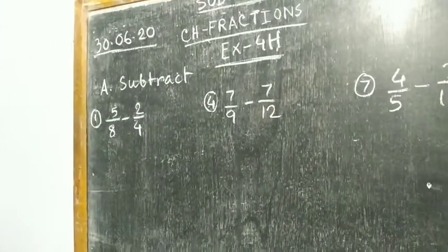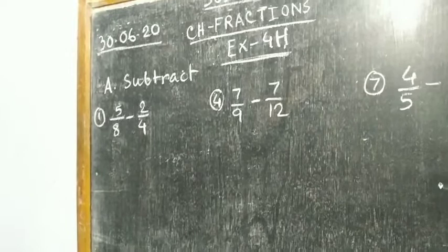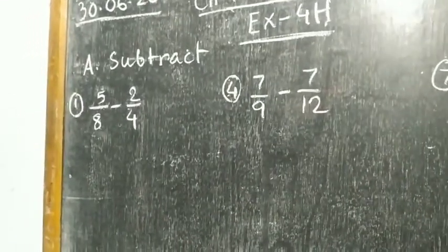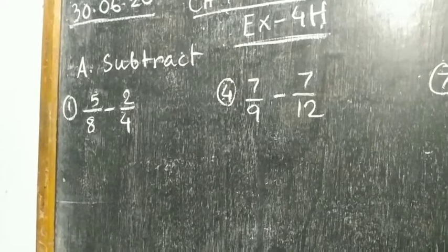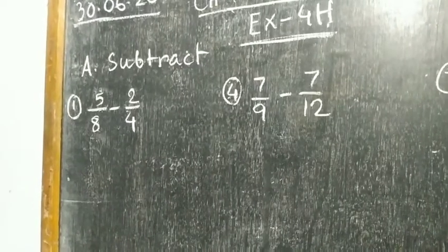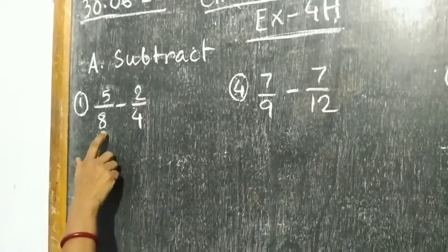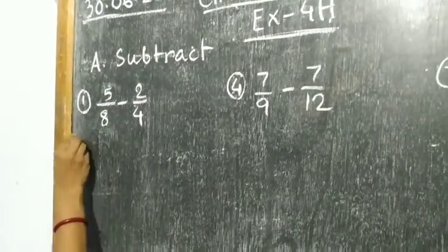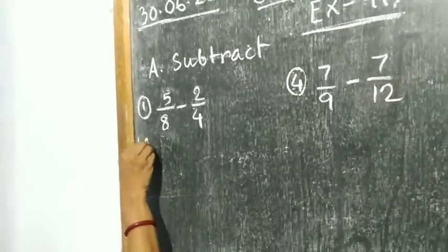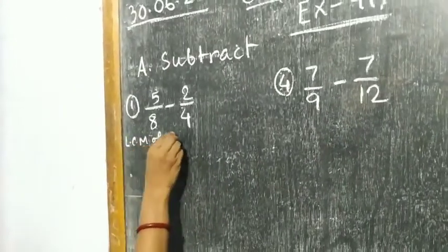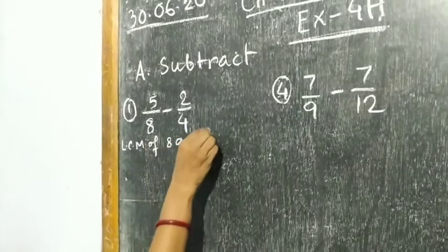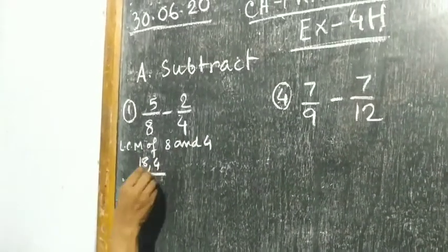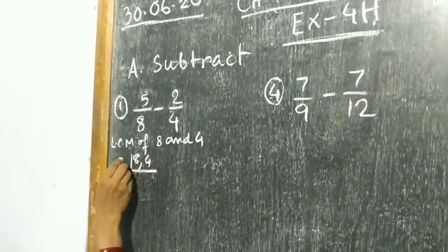Sum number A, subtract. Now, question number 1, you have to subtract 2 by 4 from 5 by 8. So first, what you have to do? You have to take the LCM of the denominators 8 and 4. So, LCM of 8 and 4. So here I shall use repeated division method to find out the LCM of 8 and 4.